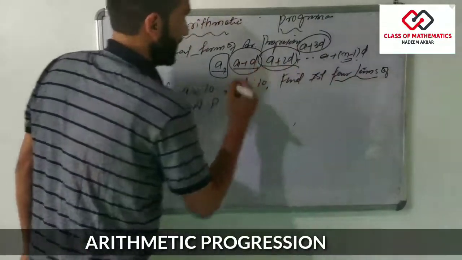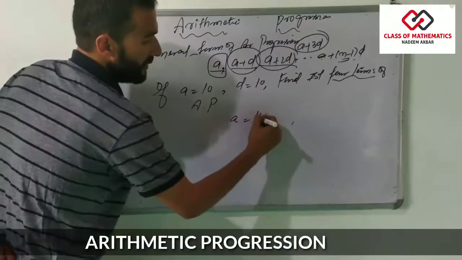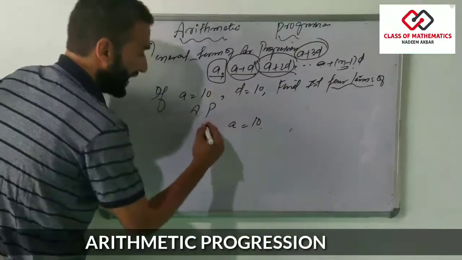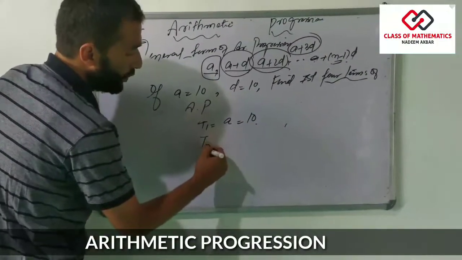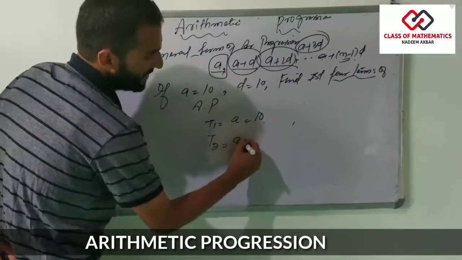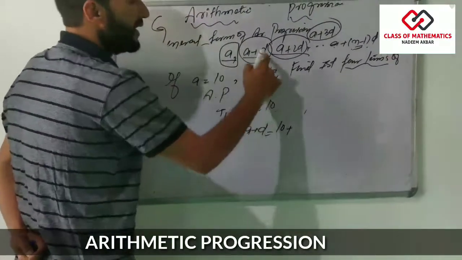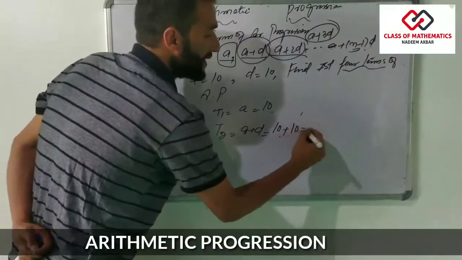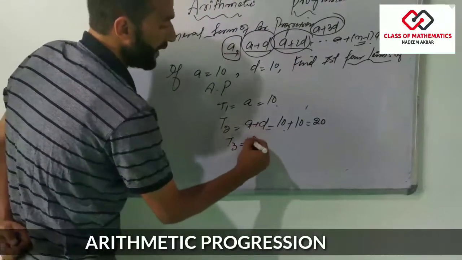Now, how many terms I have to find? It's 4 terms. So what will be the first term? A is equal to 10. In other words, T1 is equal to A, that's equal to 10. So what's T2? T2 is equal to A plus D. What's A? A is 10 plus D, which is equal to 10. So 10 plus 10, that will be 20. Now what's T3? T3 is equal to A plus 2D.